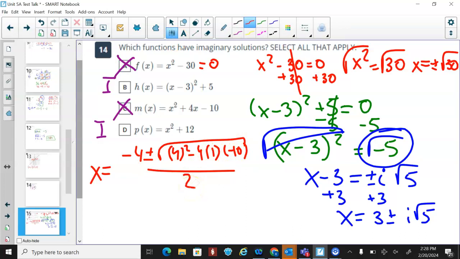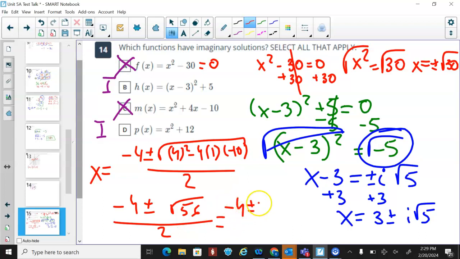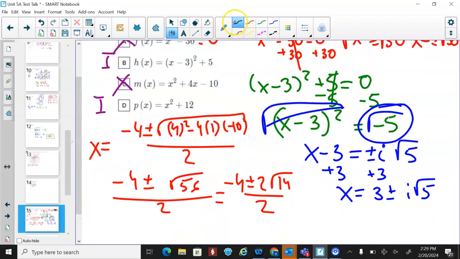Okay, underneath the radical right here, you're going to get 16 plus 40, so 56. So right there, plus or minus over 2, the square root of 56 is 2 root 14. So we're going to get negative 4 plus or minus 2 root 14 over 2. We're going to divide all of it by 2, which means we divide this by 2, this by 2, and this by 2. So we're going to get negative 2 plus or minus root 14. This is a real solution, two of them, all right?